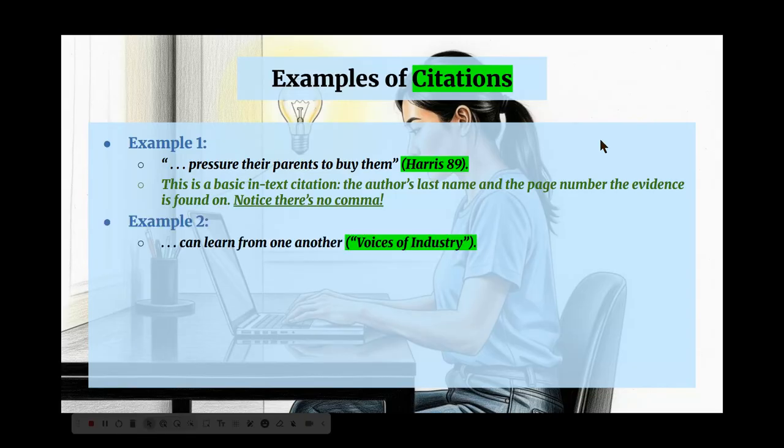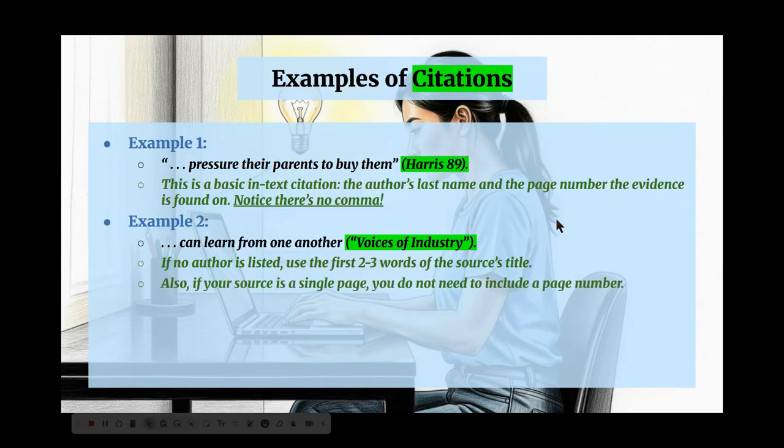Or your citation might look like this. So parentheses, quotation mark, Voices of Industry, quotation mark, parentheses, period. And you would use this if there's no author listed. Then you'll be free to just use the first few words of the title. Notice there's no number, and that means that the source must just be one page. And so if the source is one page, there's really no reason to put a page number because there's no multiple pages. So you can leave the number off.